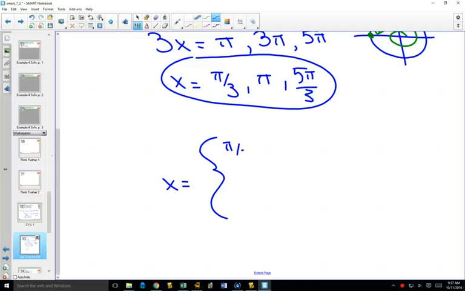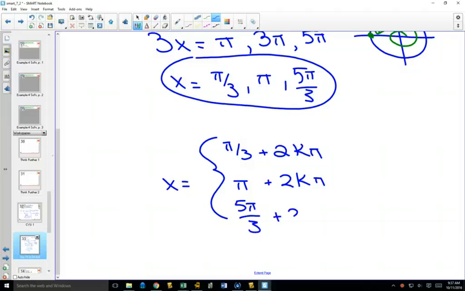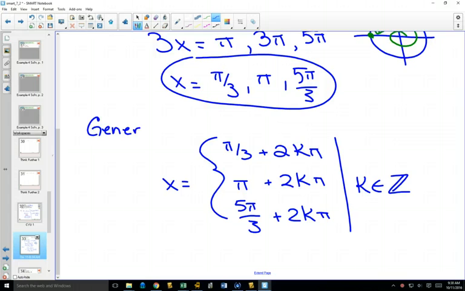Then take each of your answers and add 2k pi. Because this will write every single coterminal angle with those 3 angles. So this will be our general solution. So that was the first thing that this question asked.